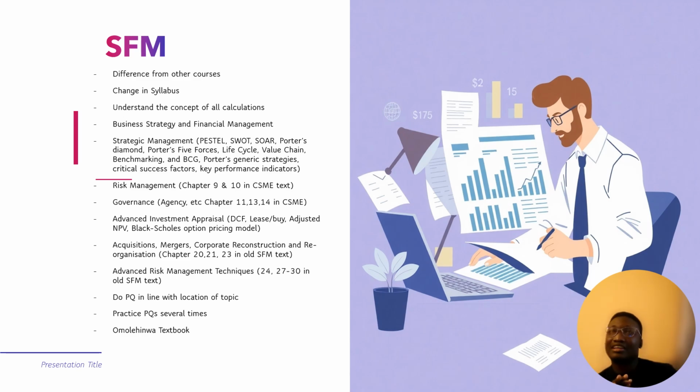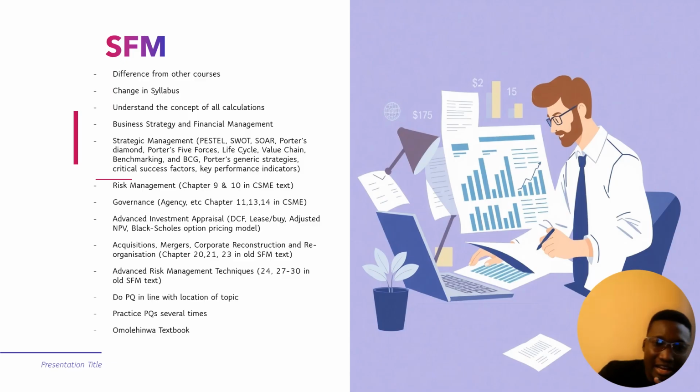There's one model, I think it's the Alaral model. Everything is in that CSME text. The next item was governance. That's agency, stakeholders, and the likes. That was in chapters 11, 13, and 14 of the CSME text. So you can cross-check all these things to be sure.